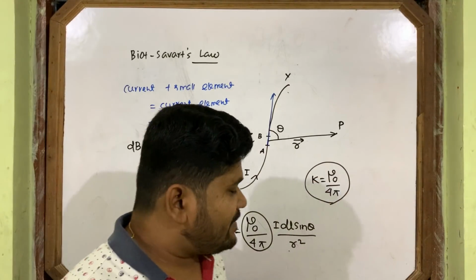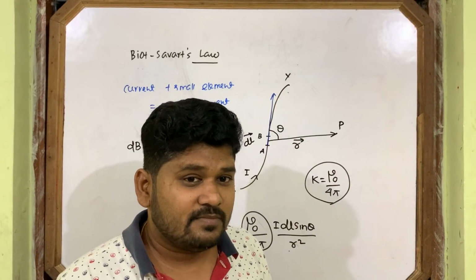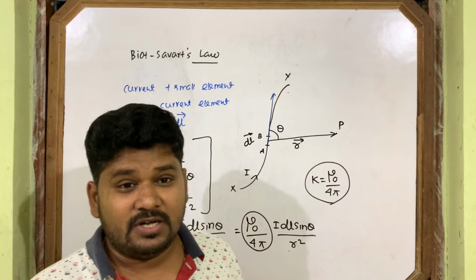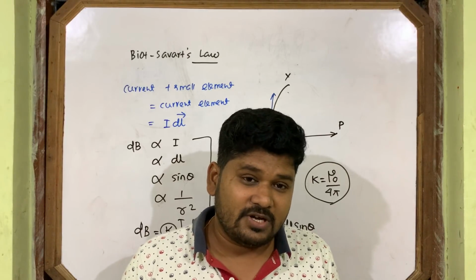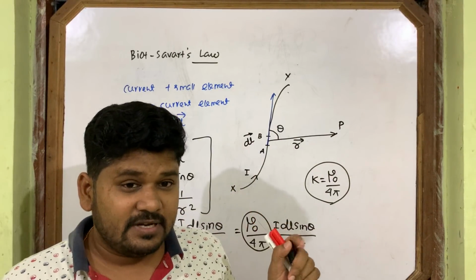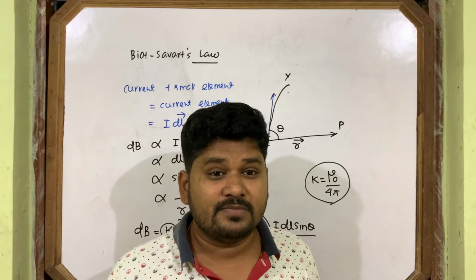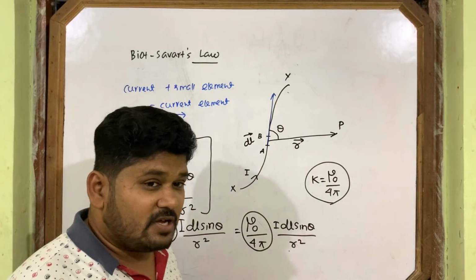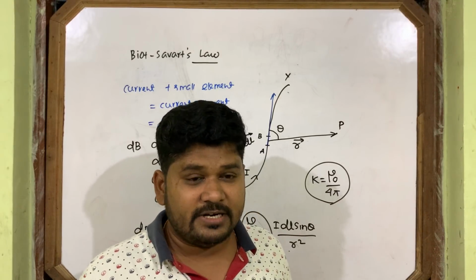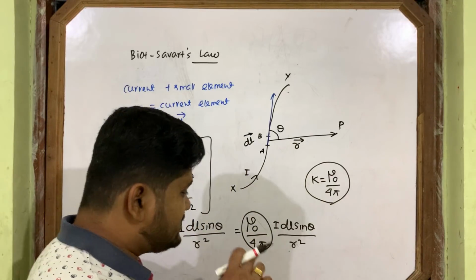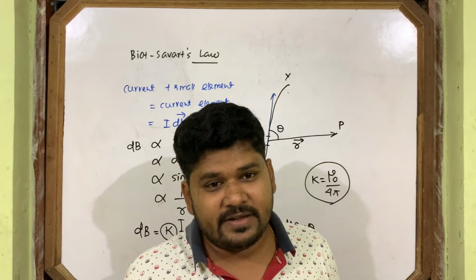What is this mu naught by 4 pi? What is its value? I am just reminding you of Coulomb's law. This Biot Savart law is just a similar thing to Coulomb's law. Coulomb's law you have read in the electrostatics chapter, and this is the magnetism chapter, the first law, Biot Savart law. There is much similarity between them. Coulomb's law gave the expression of electric field, and Biot Savart law gives the expression of magnetic field.